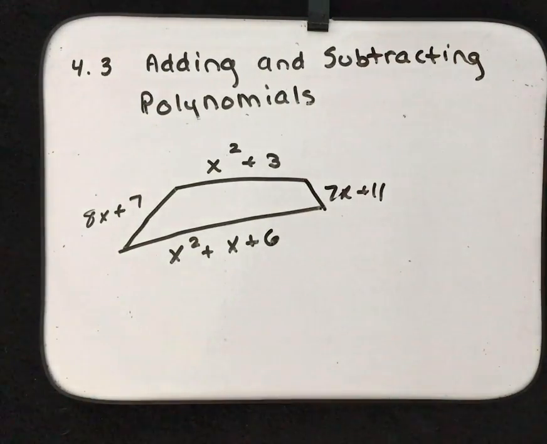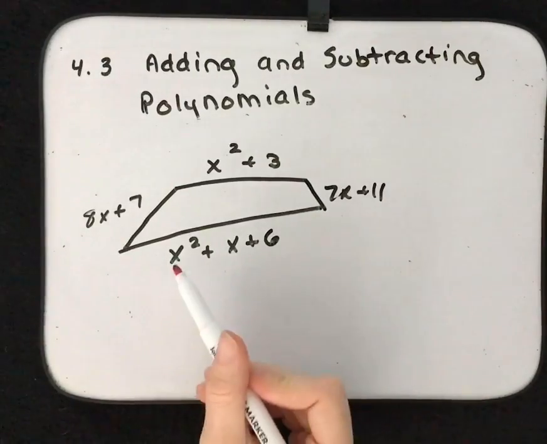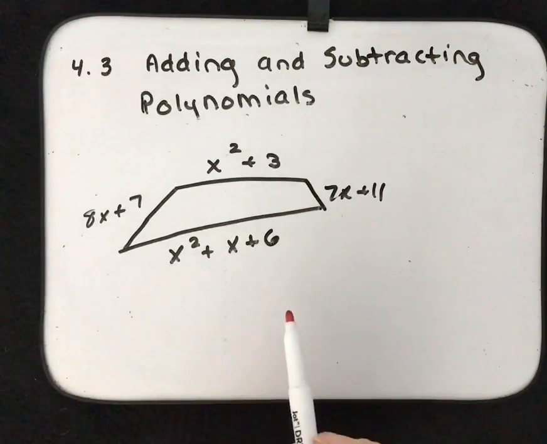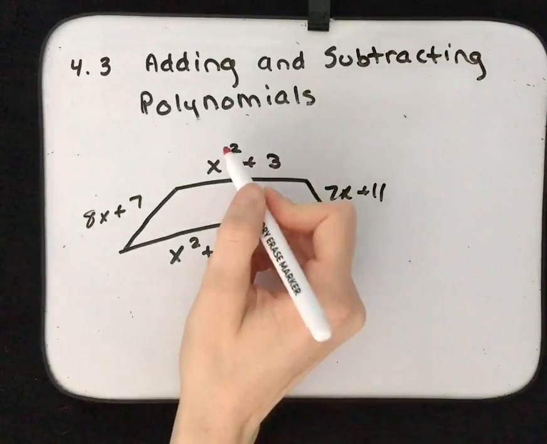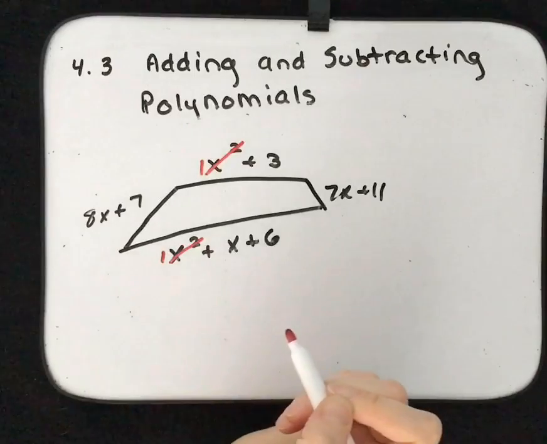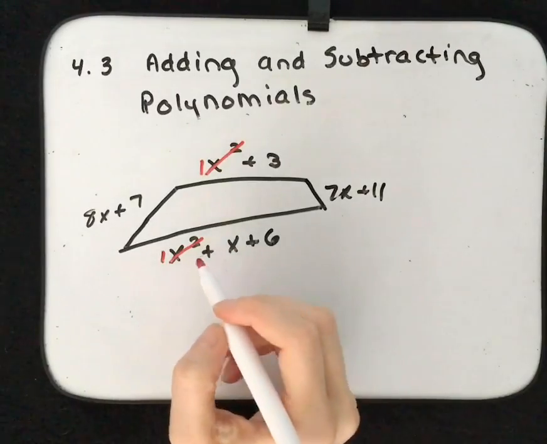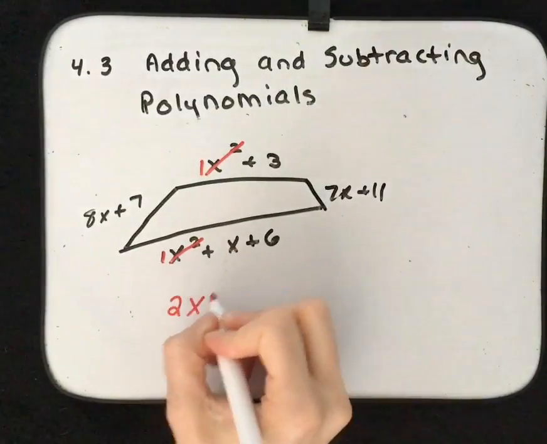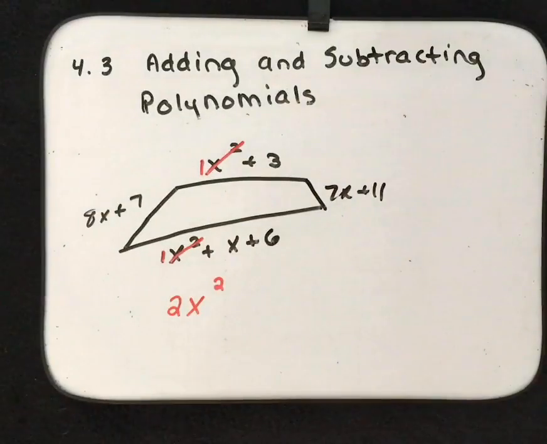go. So for example, I know x to the second is the highest term, so I'm going to start with x to the second. I see 1x to the second right here. I see 1x to the second right here. So x to the second plus x to the second gives me 2x to the second. So I've crossed those off as I've used them. After x to the second, in descending order, would come x to the first. So let's look for those.